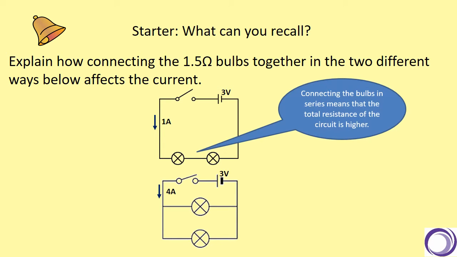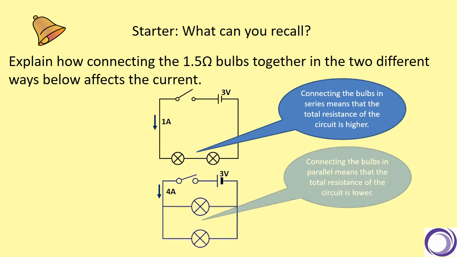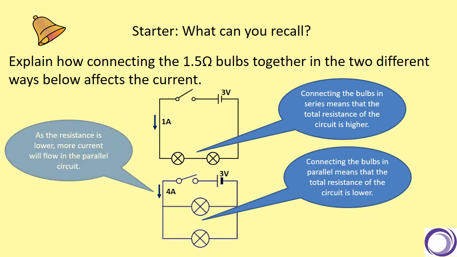Right then, so if we connect the two bulbs in series, the total resistance will be higher because the resistance is the same as the two of them added together. But on the bottom diagram we've connected them in parallel. So the total resistance in a parallel circuit is less than the smallest resistance that we've got there. And because the resistance in the bottom circuit is less then, we get more current flowing.